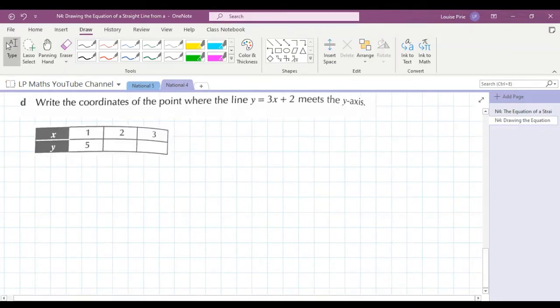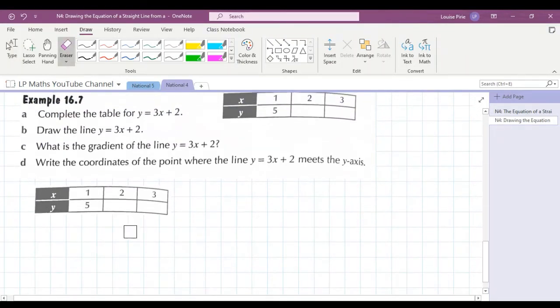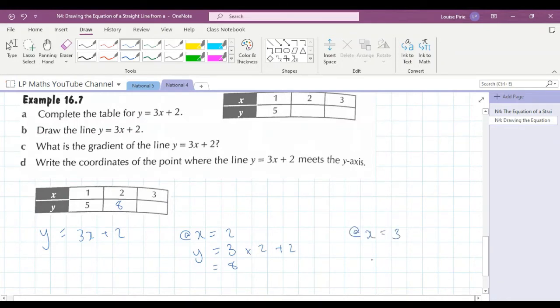So to finish off, we're just going to do the example here. I'll just lift it up so you can actually see it. Our line is y is equal to 3x plus 2. I'm just keeping that there so I can see it whilst I'm doing my example. At x is equal to 2, y is equal to 3 times 2 plus 2. That is 6 plus 2, which is 8. So we've got the point 2, 8. And at x equals 3, y is equal to 3 times 3 plus 2. That is 9 plus 2, which is 11.